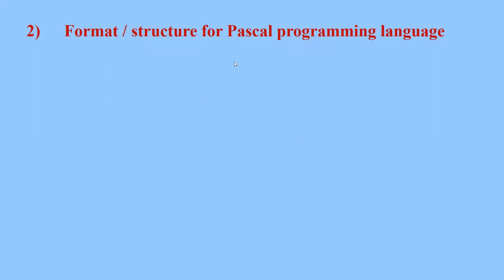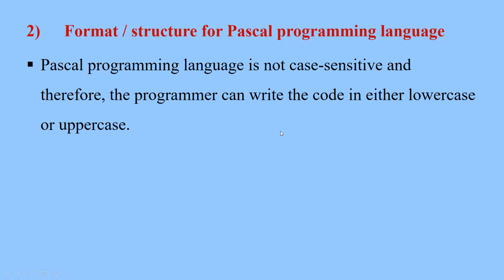So in the Pascal programming language, this is how we do it, or this is what a program structure is all about. The Pascal programming language, number one, is not case sensitive, and therefore the programmer can write the code in either lowercase or uppercase or a mix. This is different from C. In C, we have seen that you write all your statements or instructions in lowercase, in small letters. But for Pascal, there is freedom.